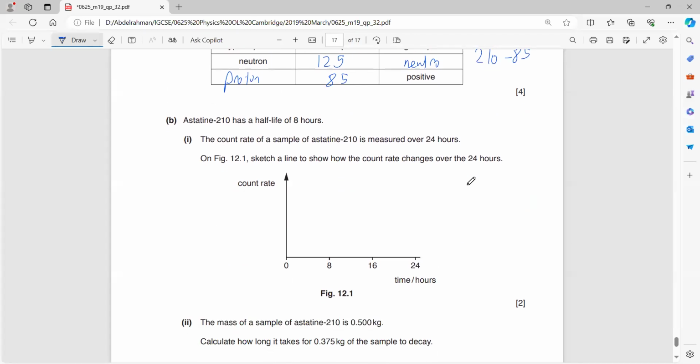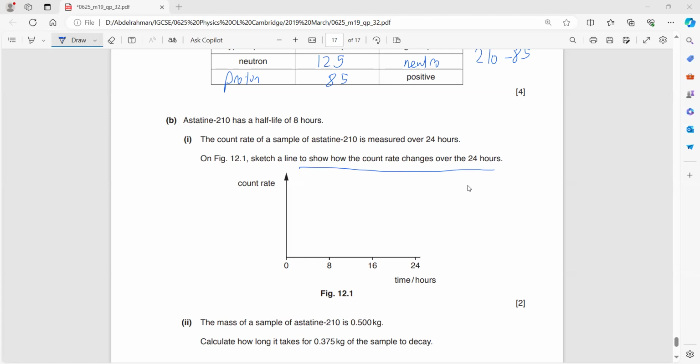Astatine has half-life of 8 hours. The count rate is measured over 24 hours. Sketch a line to show how the count rate can change over these 24 hours. This is a new question, but definitely, whenever we have a half-life, we have to draw a curve, a decreasing curve.